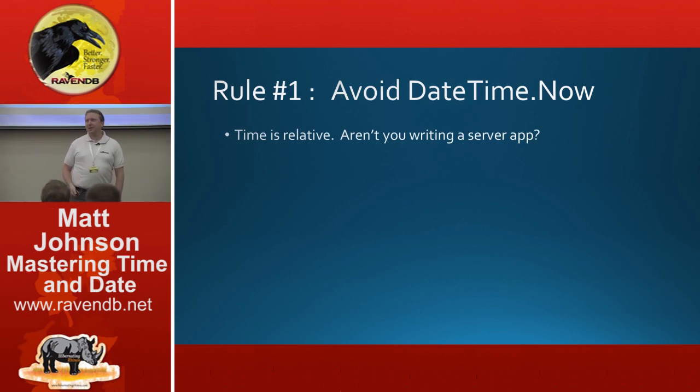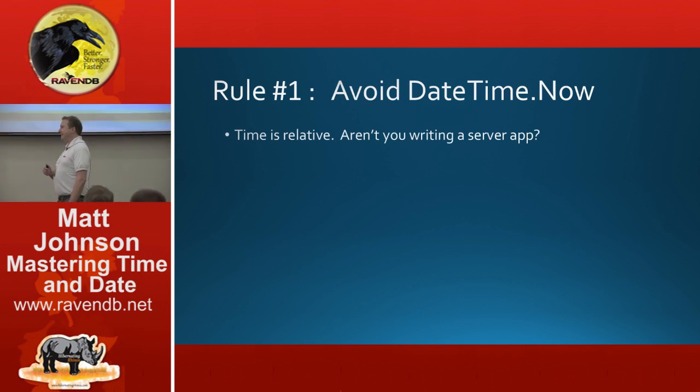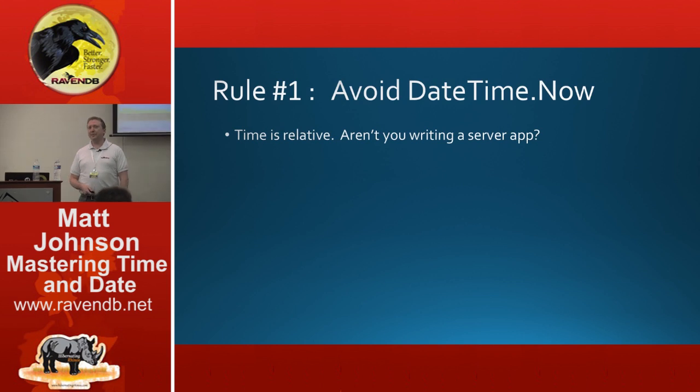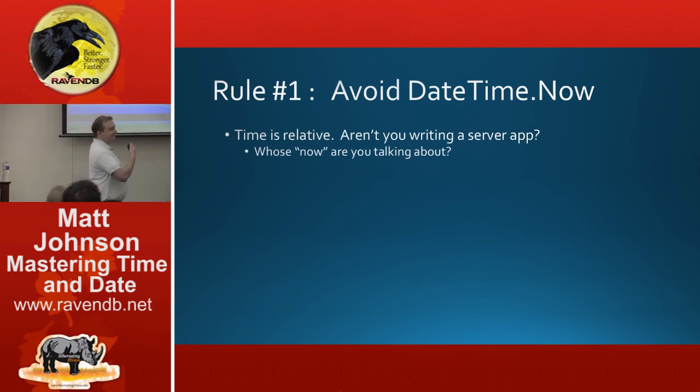If you're using RavenDB, you're probably writing a server app. Not necessarily. You could be using it in an embedded context, and maybe there's a use case there. But in 90% of use cases, you want to avoid DateTime.Now. Exactly. Whose now are you talking about?